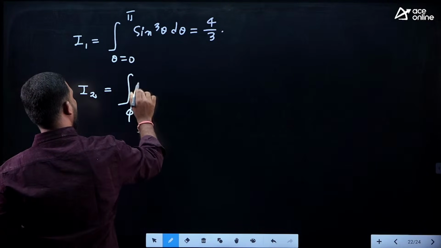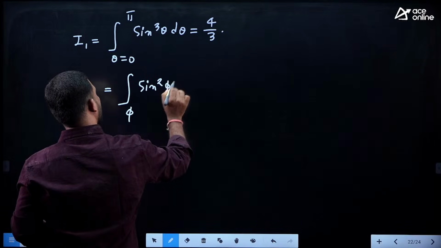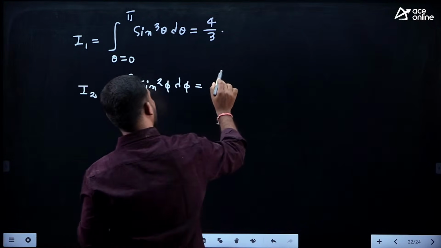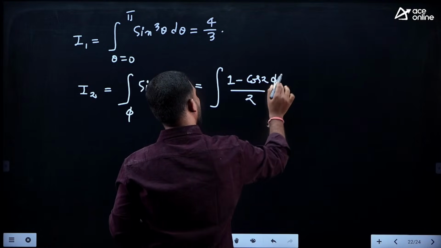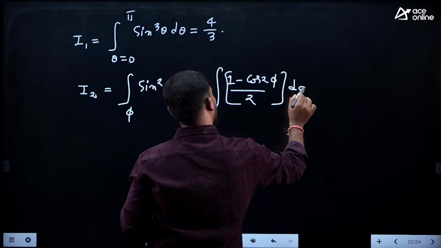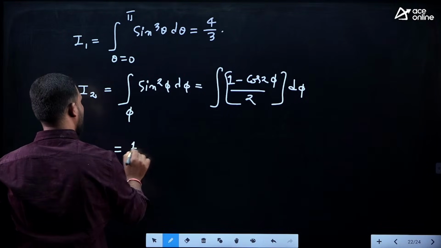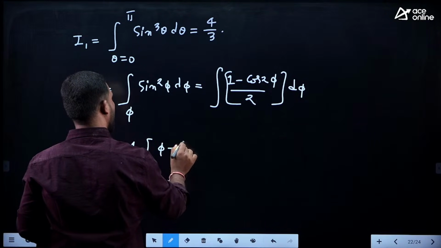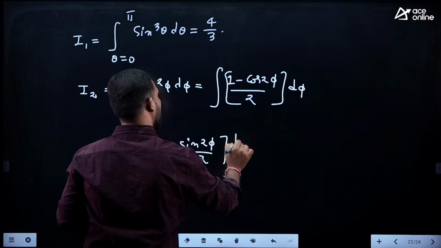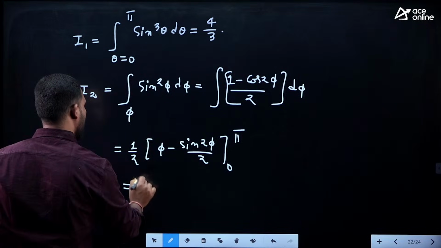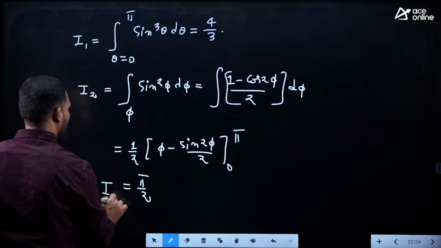It is phi, sine square phi d phi. This can be written as 1 minus cos 2 phi divided by 2 into d theta d phi. So it is 1 by 2, phi minus sine 2 phi divided by 2, with phi from 0 to pi. Substitute upper limit minus lower limit. It is pi by 2. It is I2.